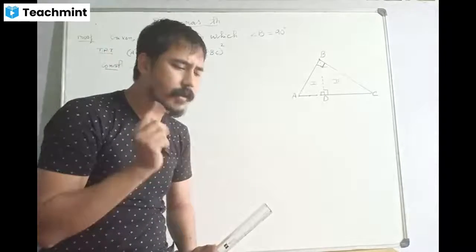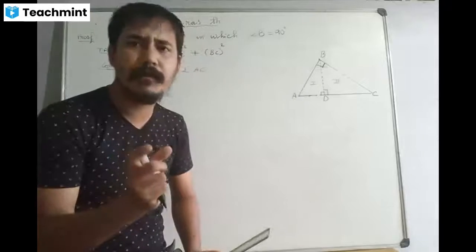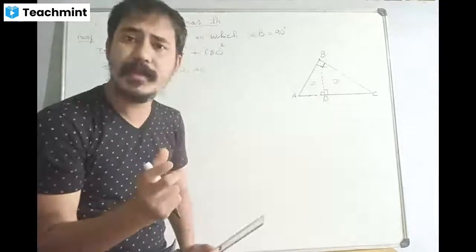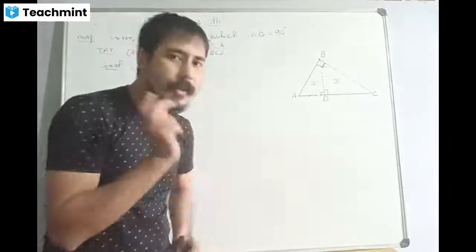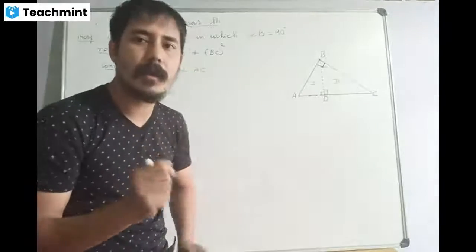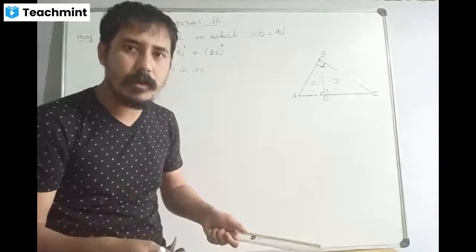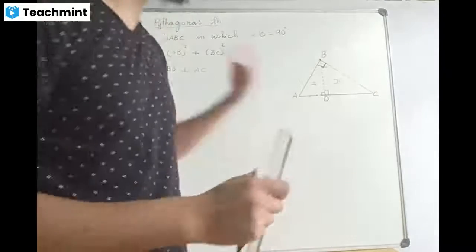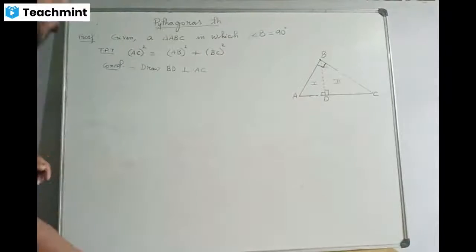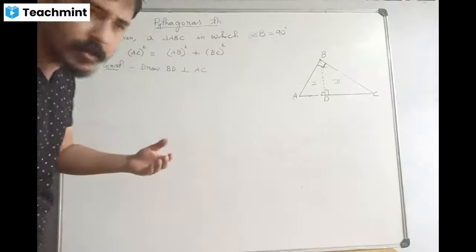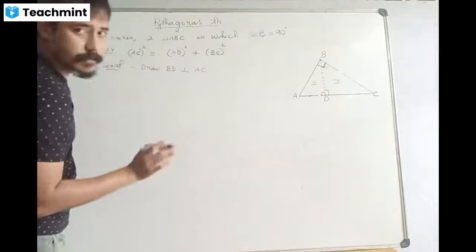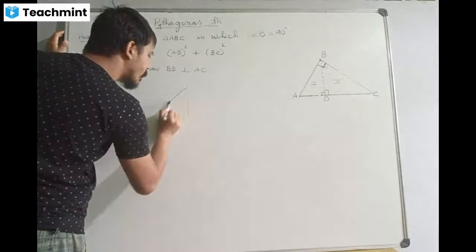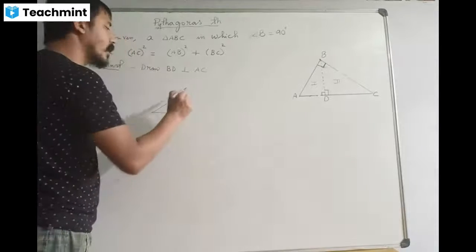Now, very interesting here. I will give you a proposition, or we can say a lemma. That lemma, that proposition, is going to help us to show the similarity of triangles. A very important proposition, a very important lemma. Now, you listen to this very carefully. This is a right triangle.